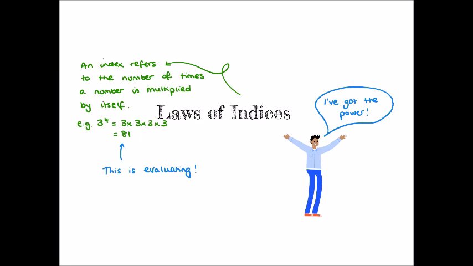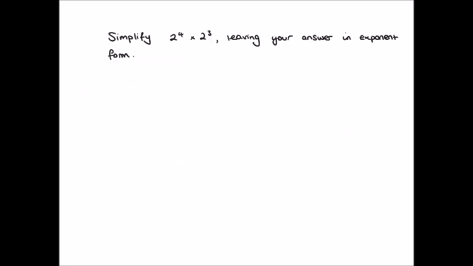We found its value. And we're going to look to develop some general rules that will help us to simplify expressions involving indices. Let's begin by looking at what happens when we multiply two numbers with powers or indices. Now, this is sometimes called finding the product, since product means multiply. But it's also worth noting that this only happens if the base, that's the big number, which is 2 here, is the same in both terms.